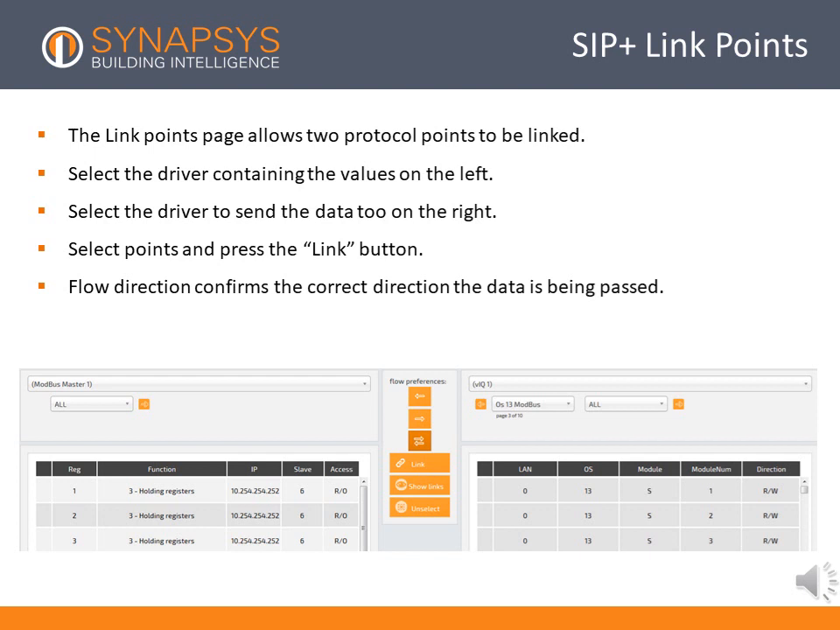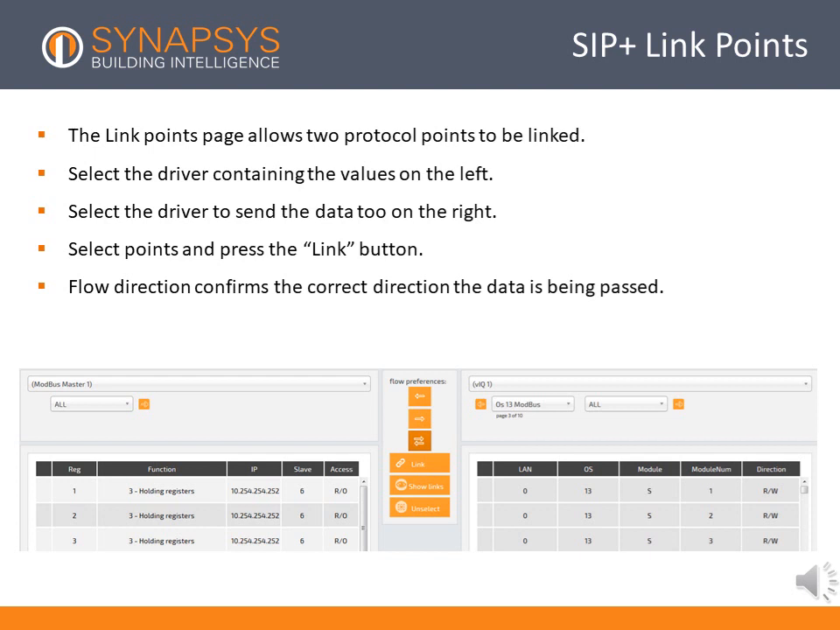Interfacing between two protocols requires the points to be linked together. This is done in the Link Points page. Select the two drivers to be linked from the drop-down boxes at the top of the page. Select the points required on both sides and press the link button. These points will be linked in the order that they are selected. Make sure the links are saved using the button on the bottom right of the page.